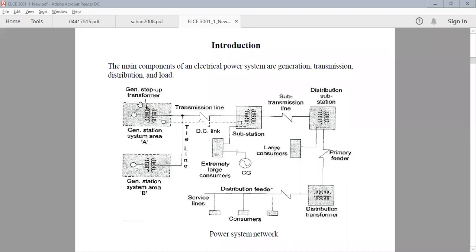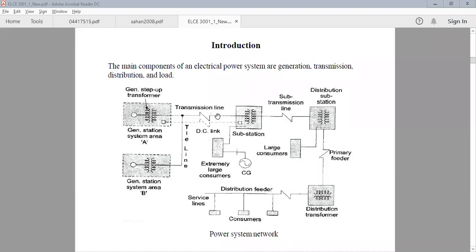Then after we generate our power, we have to transform it. Before we transmit our power, we use transformers to step up the voltage. Okay, we transmit our electrical power in high voltage.